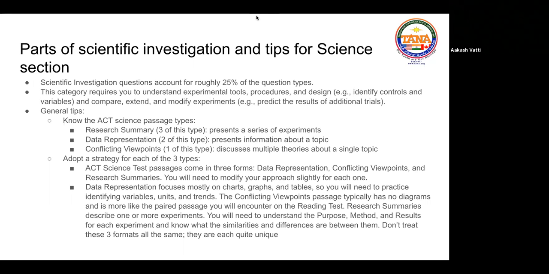So data representation focuses mostly on charts, graphs, and tables. So you'll need to practice identifying variables, units, and trends. The conflicting viewpoints passage typically has no diagrams and is more like the paired passage you would encounter on the reading test for both ACT and SAT. And research summaries describe 1 or more experiments, and you'll need to understand the purpose, the method, and the results for each of these experiments, and know what the similarities and differences are between them. And again, just don't treat these 3 formats the same. They are all different, I guess.